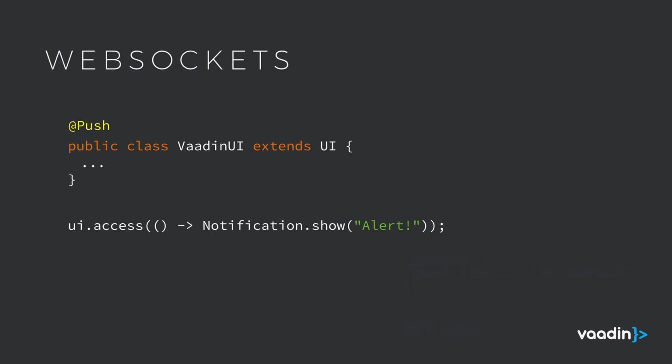The only thing to keep in mind when you're updating your Vaadin code from a separate thread is that you need to take care of locking the Vaadin session. Fortunately, there's an easy way of doing that, and that's by calling the access method on the UI class. So you can pass in a runnable to the access method, and that runnable is going to get run with the proper locking and synchronization taken care of.